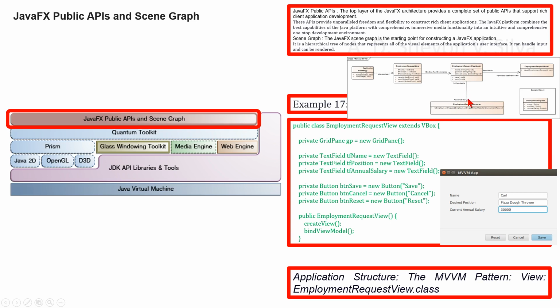In this article, we present a simplified MVVM example. An employment request form submits several data elements to a backend service. This screenshot shows the application with the name, position, and annual salary data elements set. This is the employment request form.